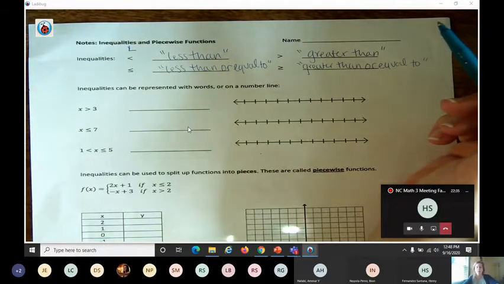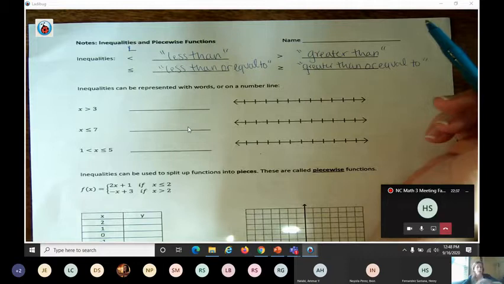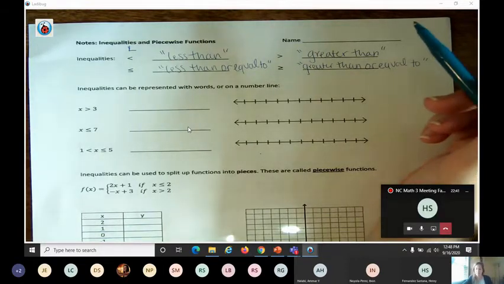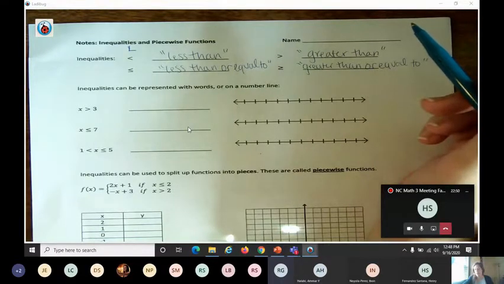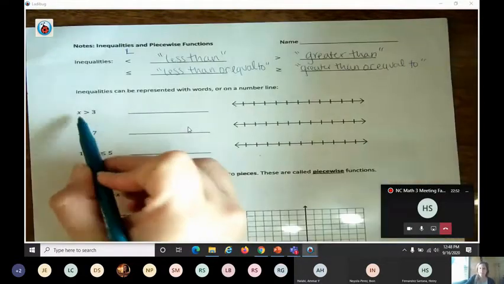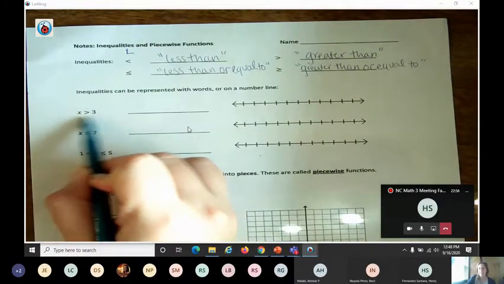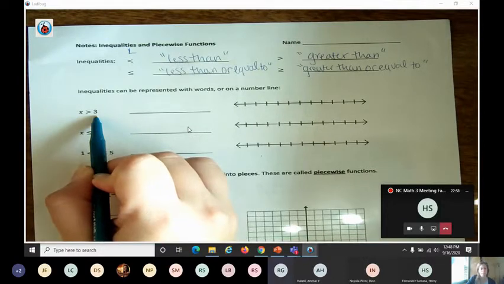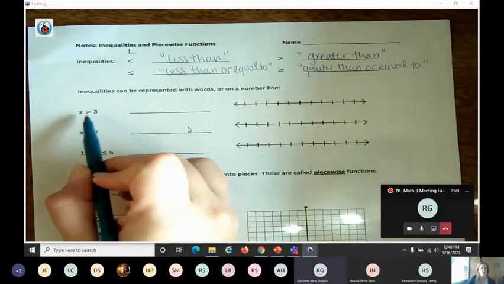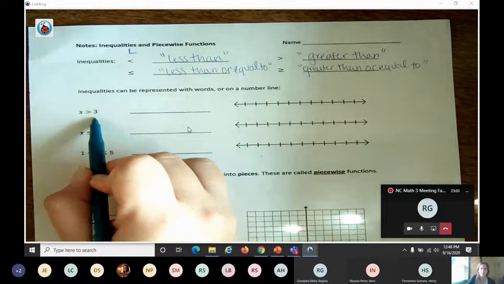Jarrell, are you here? Regina? Regina, are you here? Yeah. Okay, so we're going to try to figure out what this means. So how would I say this inequality in a what? Like using words, how do I say this inequality?